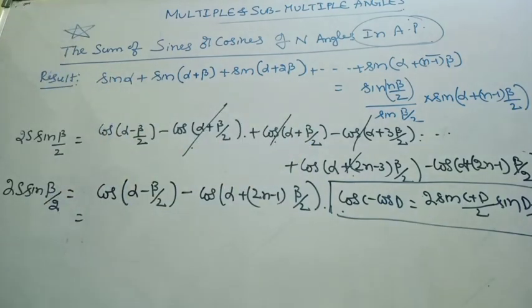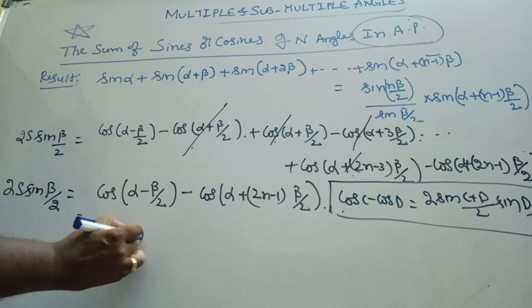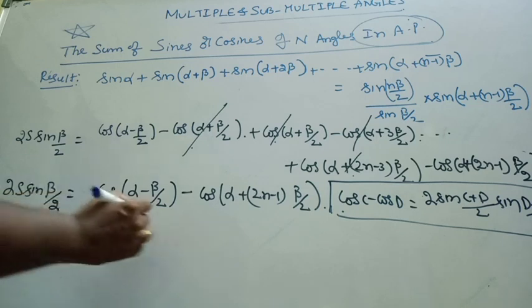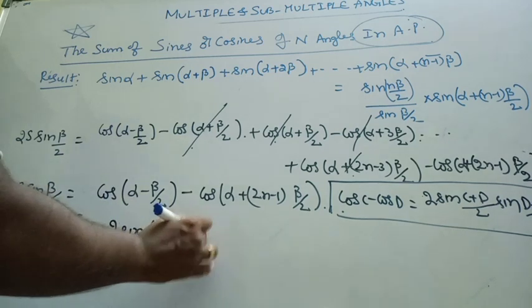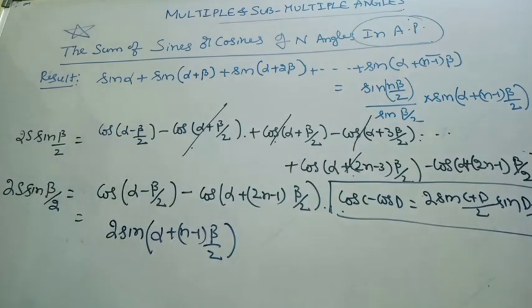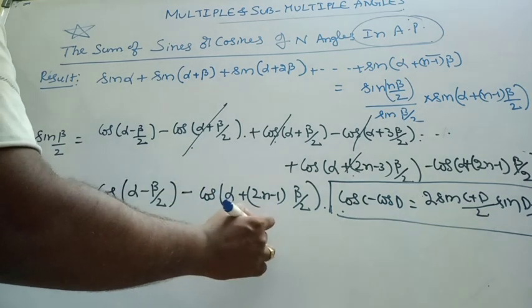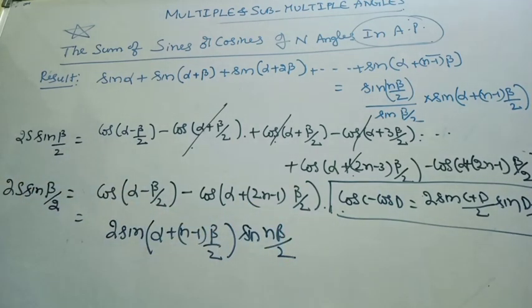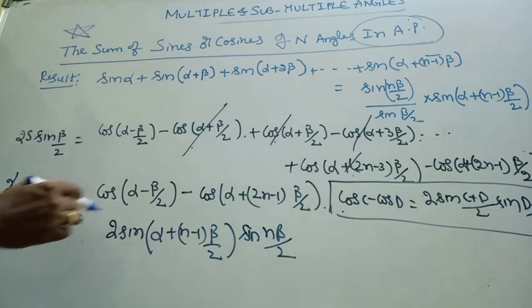Using this formula, if you simplify this, my dear student, you are going to get 2 sin of alpha plus n minus 1 into beta by 2, into sin n beta by 2, into sin n beta by 2, like this. This is equal to what we have got here. Now you see, my dear students, this 2 and 2 will cancel.